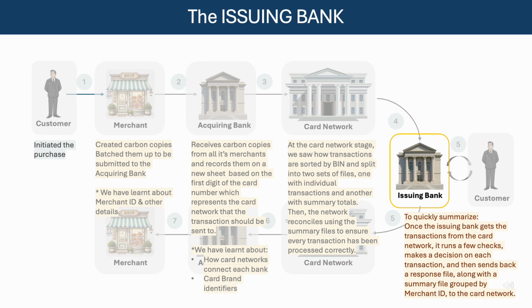To quickly summarize, once the issuing bank gets the transactions from the card network, it runs a few checks, makes a decision on each transaction, and then sends back a response file, along with a summary file grouped by merchant ID, to the card network.